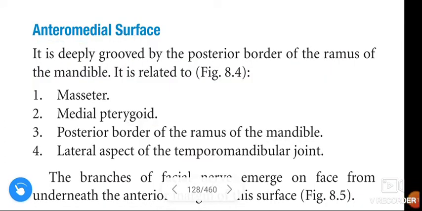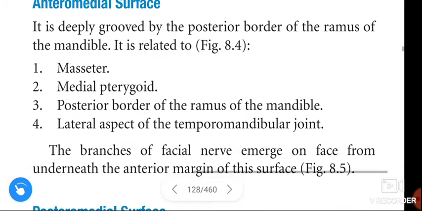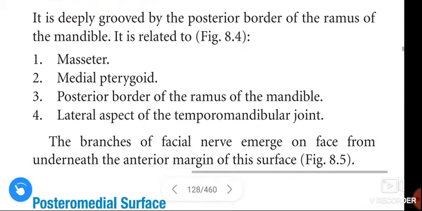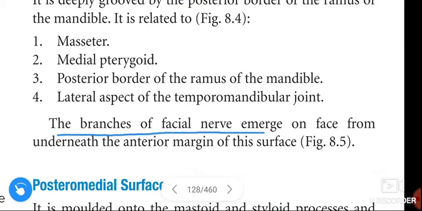Anteromedial surface. It is deeply grooved by the posterior border of the ramus of the mandible. It is related to masseter, medial pterygoid, the posterior border of the ramus of the mandible, and the lateral aspect of the temporomandibular joint. The branches of the facial nerve emerge on the face from underneath the anterior margin of this surface.